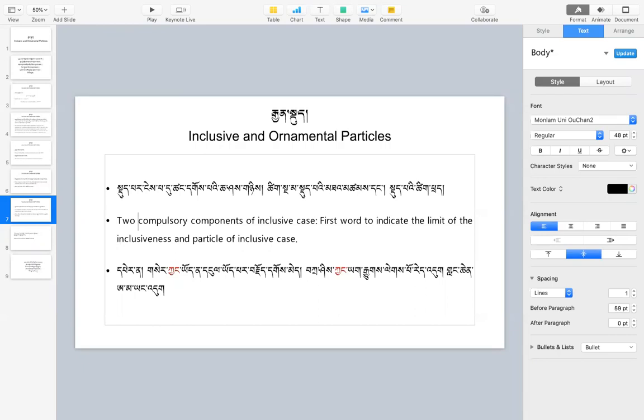Since the first word indicates the entire limit of the things that are included in that statement, it is known as the indicator of the limit of inclusiveness. And we also have the particle of inclusive case. By the usage of these two, we will be able to include a lot of things which are in between the first and the final limit in a statement.